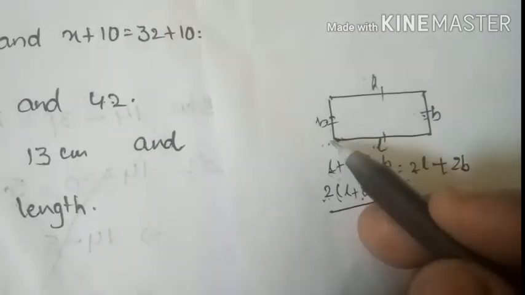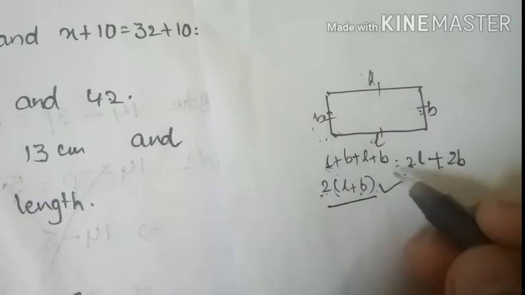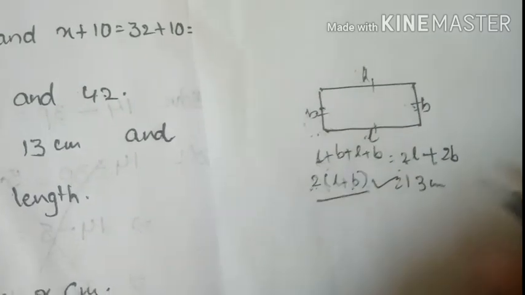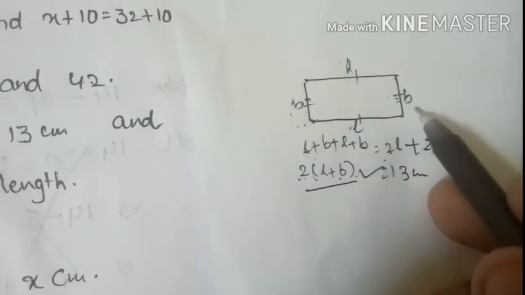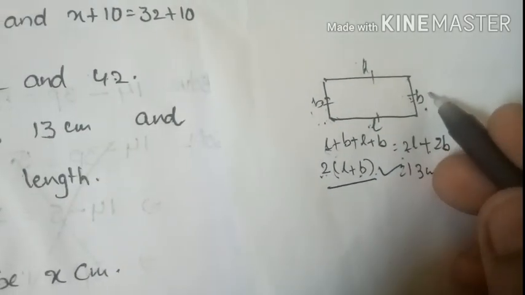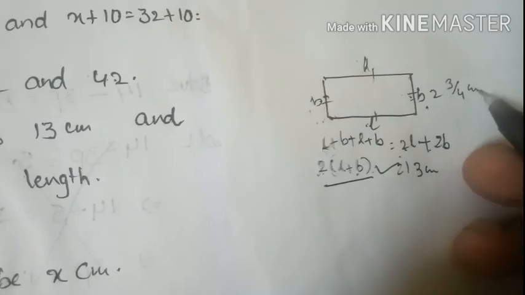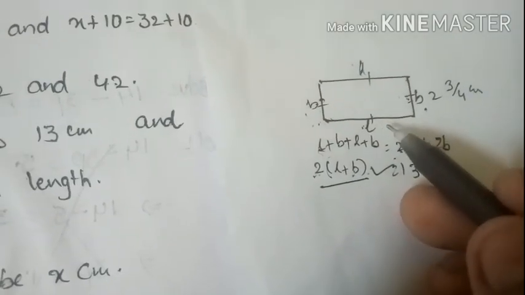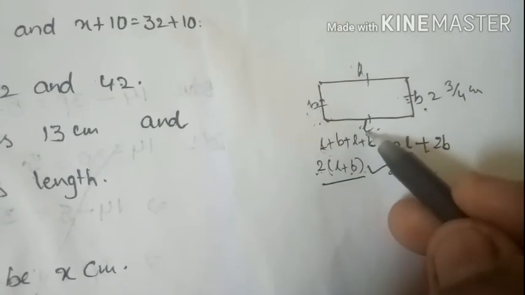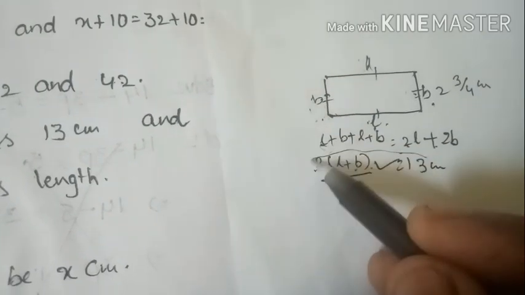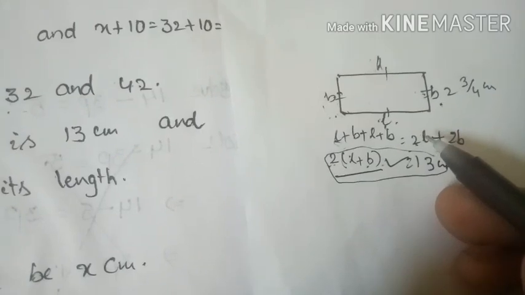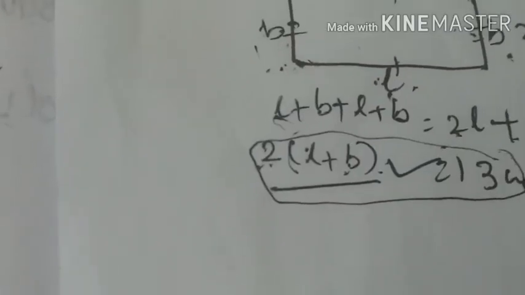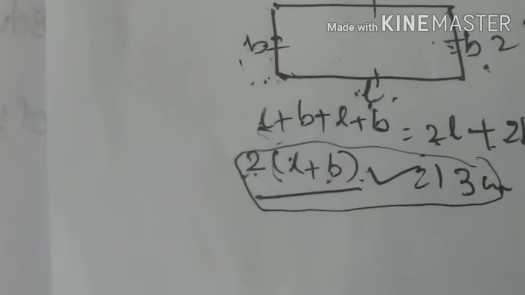So here the perimeter of the rectangle is given as 13 centimeters, and the width is also given. Width means breadth, that is 2 and 3 by 4 centimeters. So here we have to find the length. We should use this formula and find the length of the rectangle. In this way we have to frame the equation. Clear?